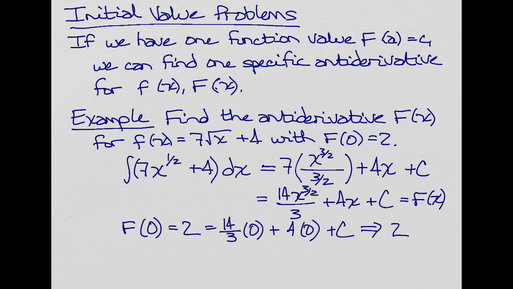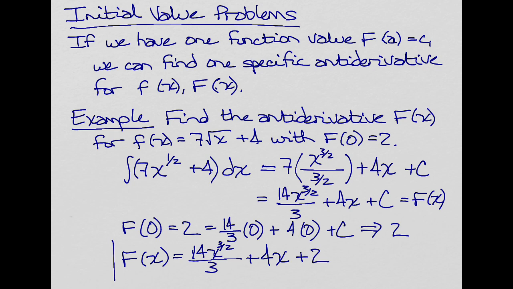So the particular antiderivative is my function, the general antiderivative, so that's 14 x to the 3/2 over 3 plus 4x. And the particular one that has f of 0 equals 2 is the one where the constant is specifically 2. So this is not just any old antiderivative or all the antiderivatives, it's the specific one where the value of the constant is exactly 2.